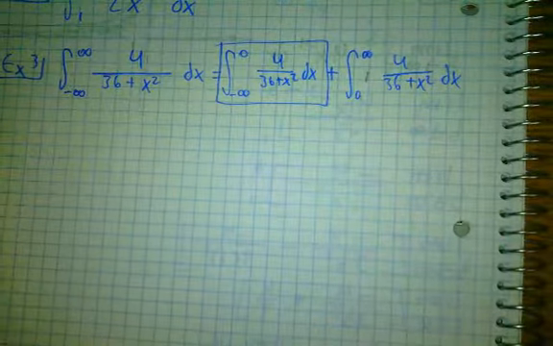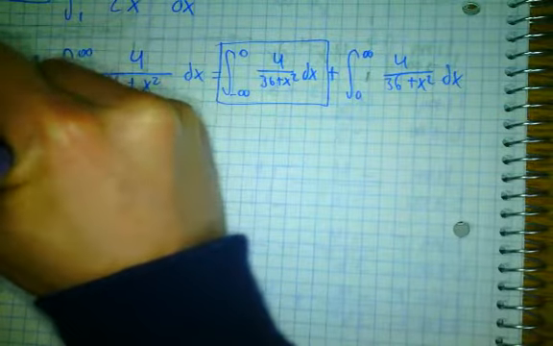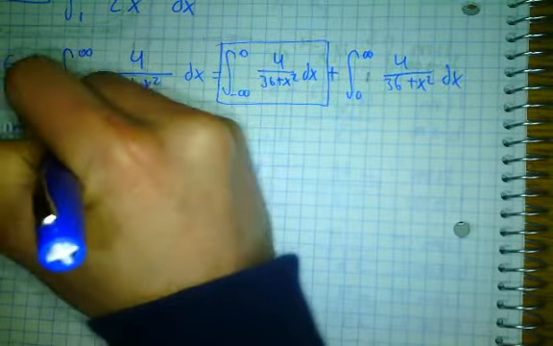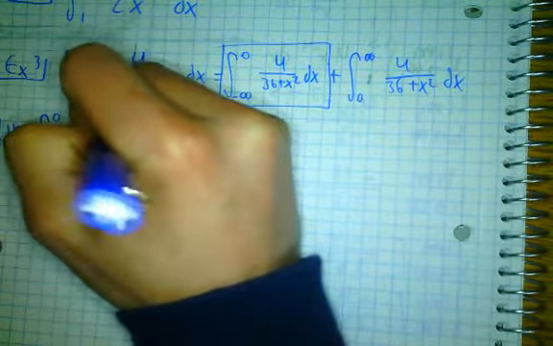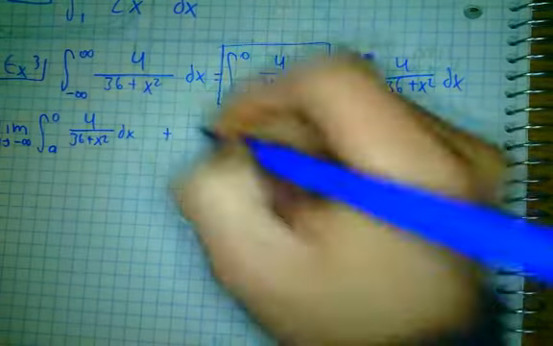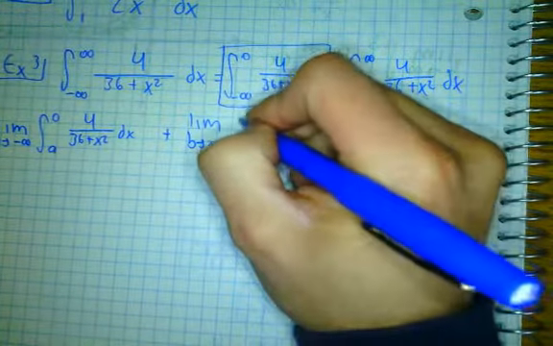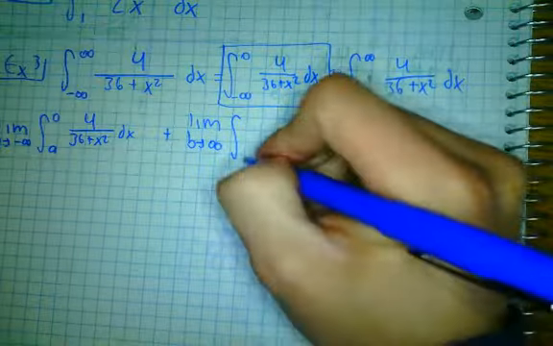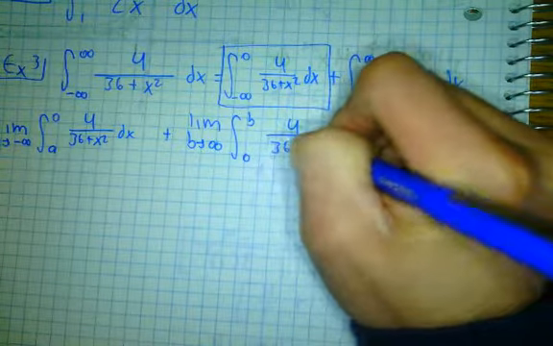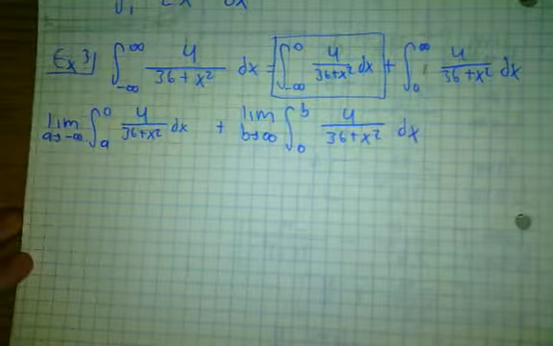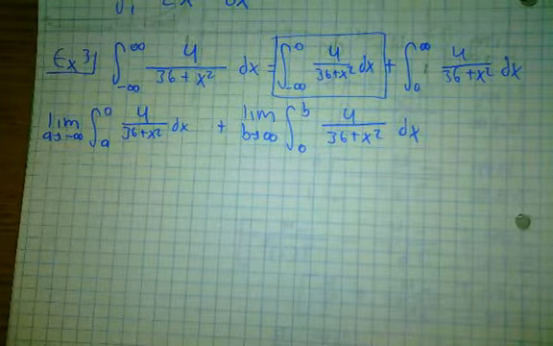How would we rewrite this first part as a limit? As the limit as a approaches negative infinity of the integral from a to 0 of 4 over 36 plus x squared dx, plus the second one becomes the limit as b approaches positive infinity of the integral from 0 to b of 4 over 36 plus x squared dx. Are we okay with that? We have not done any calculus yet. We just rewrote the problem.